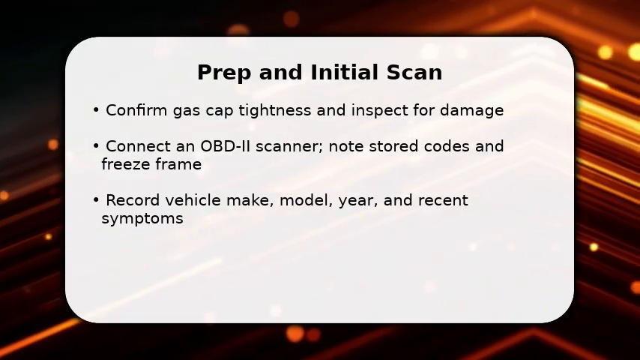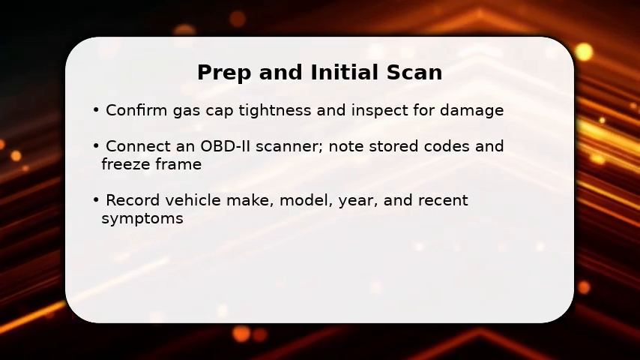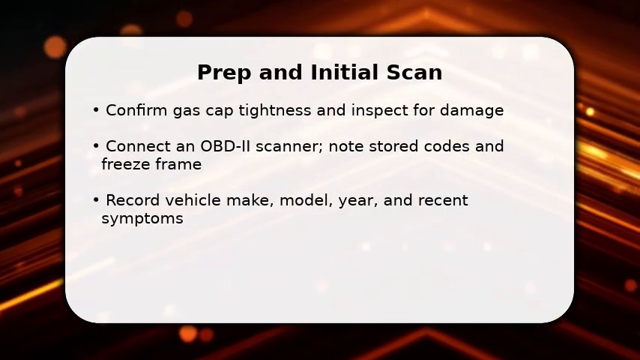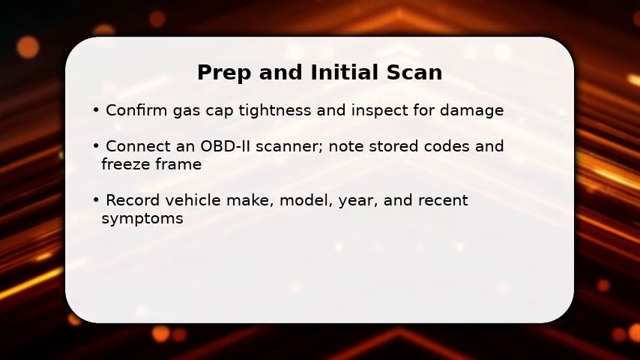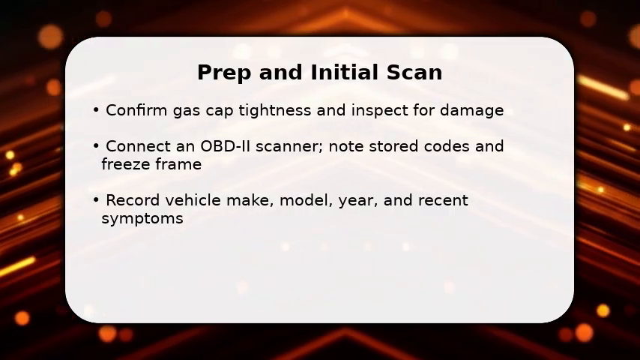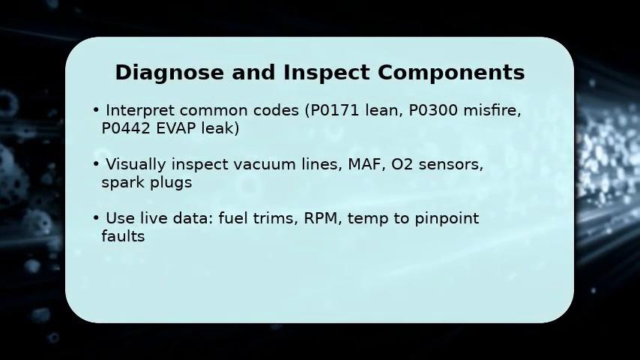Write them down. Make sure to note the vehicle make, model, year, mileage, and any recent changes like fuel type or maintenance. This information helps prioritize repairs and guides the next diagnostic steps, so don't skip documenting freeze-frame data and code descriptions. You now interpret the codes and inspect likely culprits.